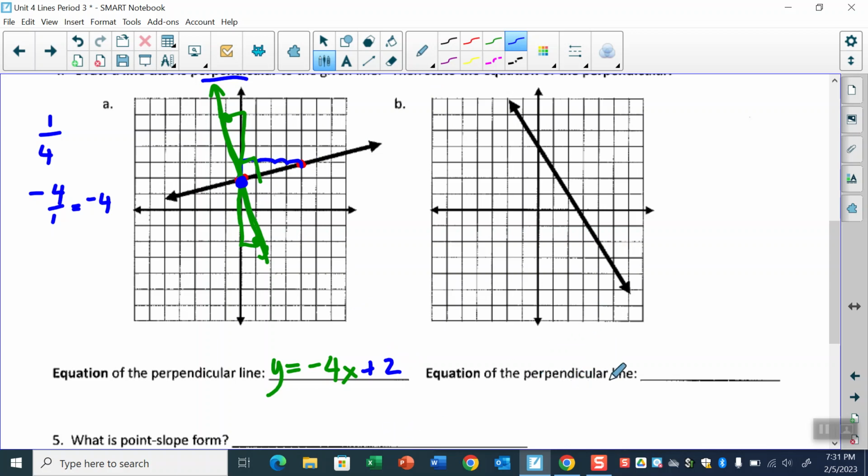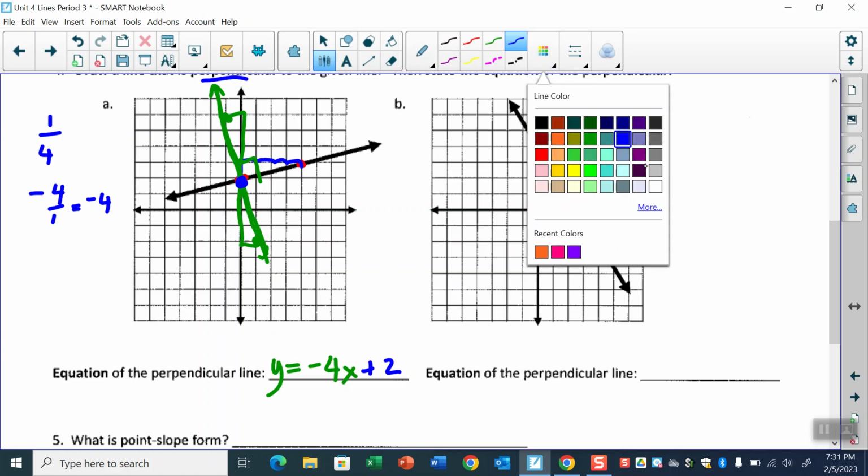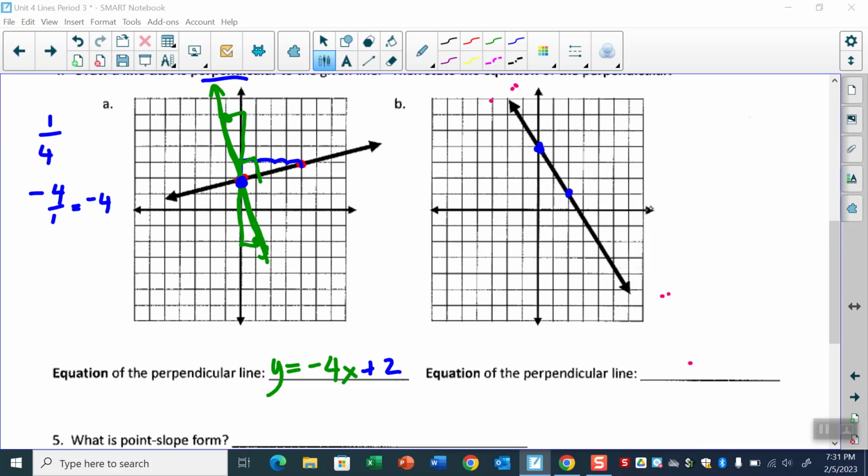And now this perpendicular line, so let's figure out the slope here. All right, so this line is going 1, 2, 3. So it went down 3, right, and over 2. Okay, so my slope is down 3 over 2. That's the slope of that line. So my perpendicular line has to be positive 2/3.